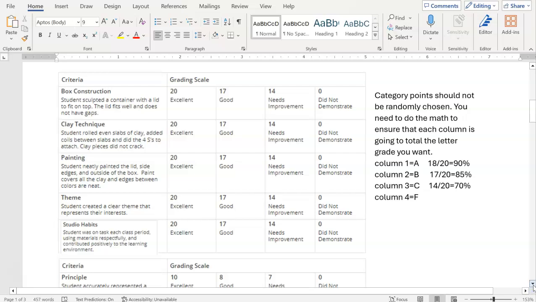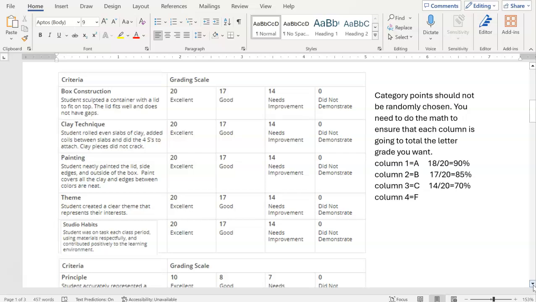Then here's kind of how our criteria look. So we are assessing following directions. So there's 3 categories on here that, actually on this one there's 4 that are all about following directions or craftsmanship. So this was a clay project. So you can see how they constructed their clay box was a category. Their technique for working with clay was another category, meaning did they wedge the clay, roll the clay evenly? Did they attach their pieces well enough so things didn't fall apart?